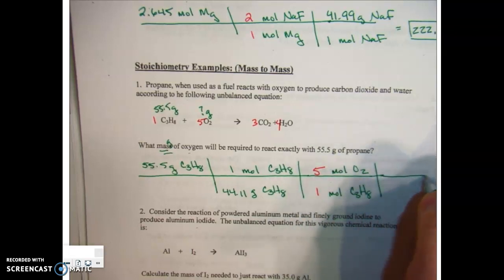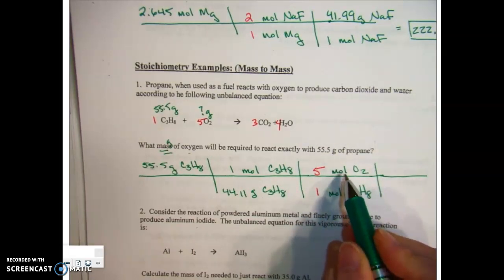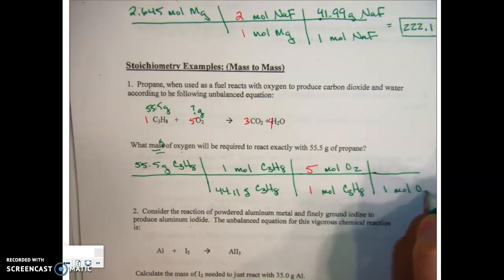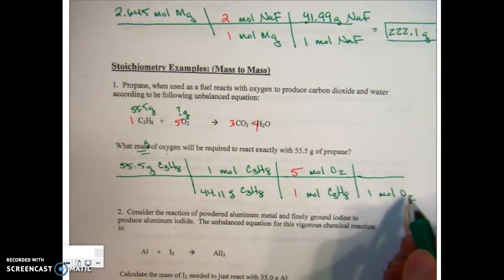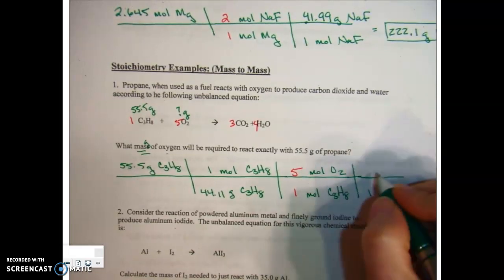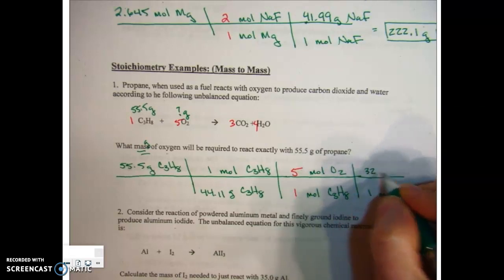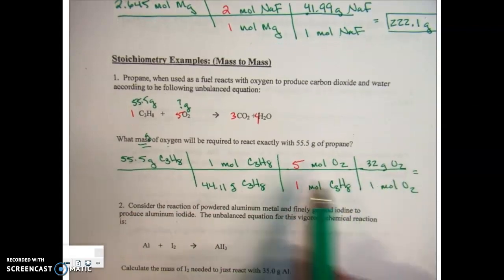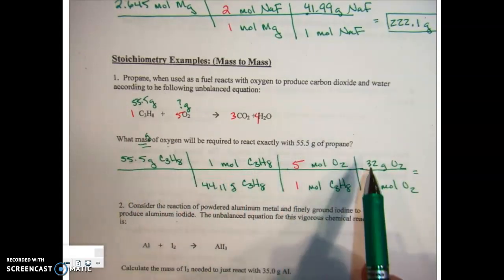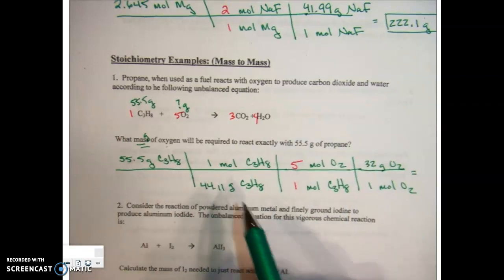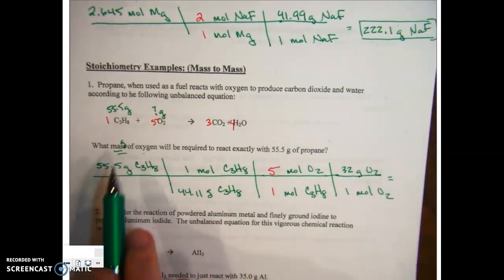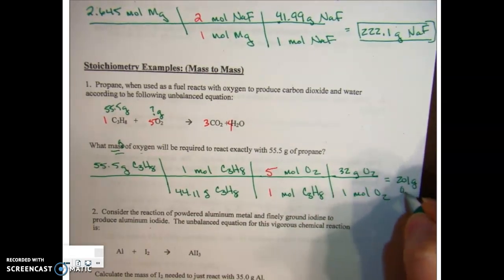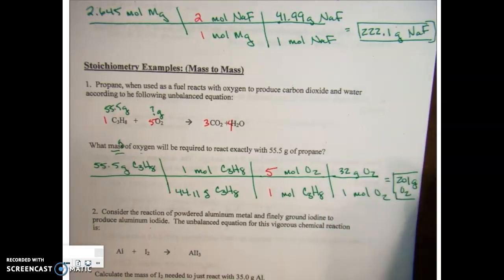If it asks me for how many moles of oxygen, I'd be done, but it doesn't. It wants it in grams, so I just convert. I know that 1 mole of oxygen is equal to its molar mass. Now this is O2, so I need 2 oxygens. That's 16 times 2, which is 32 grams of oxygen. Now pop these numbers in your calculator. 55.5 times 5 times 32 divided by 44.11. You want 3 sig figs in your final answer. 201 grams, and you need to put the substance of O2.